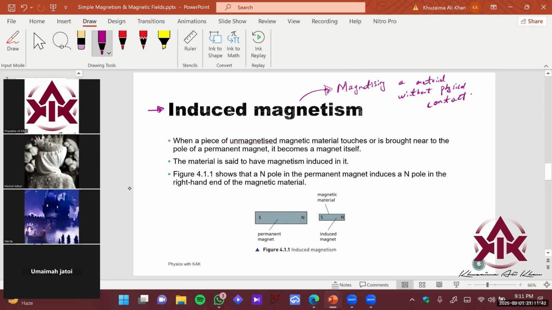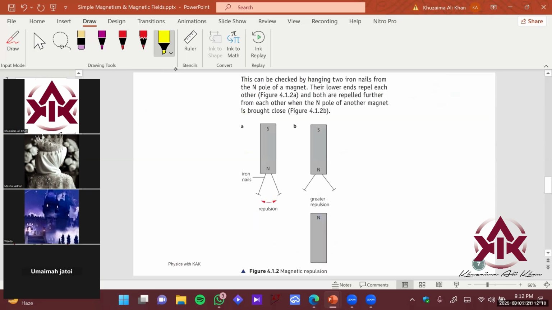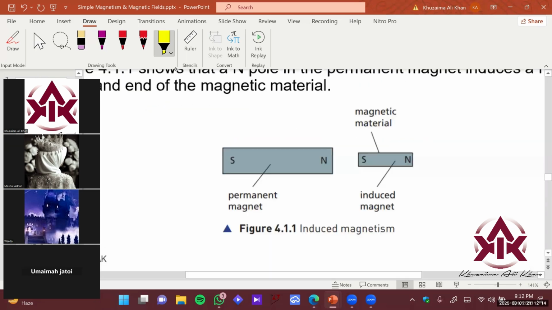So let me explain the example, and then we will see the example in detail. When a piece of unmagnetized magnetic material touches, or let's say is brought near to the poles of a permanent magnet, it becomes a magnet itself. So the material is said to have magnetism induced in it. Induced means without physical touch, you can magnetize it also. So what is happening here, let me show you in the diagram.